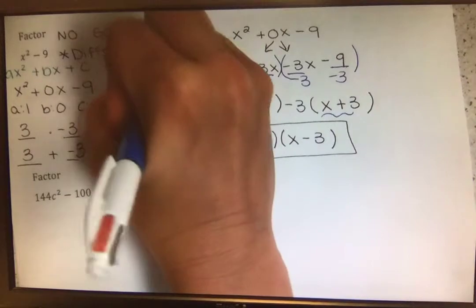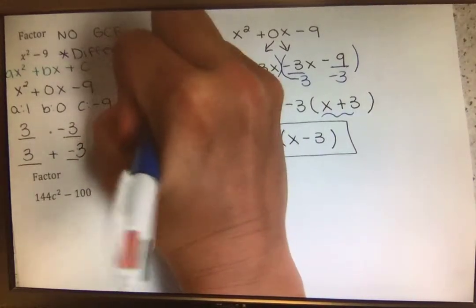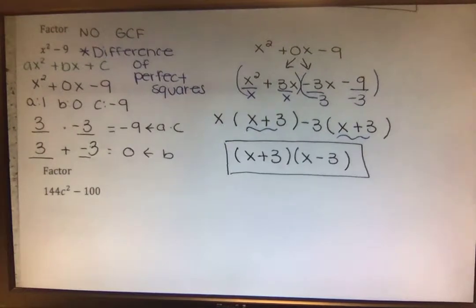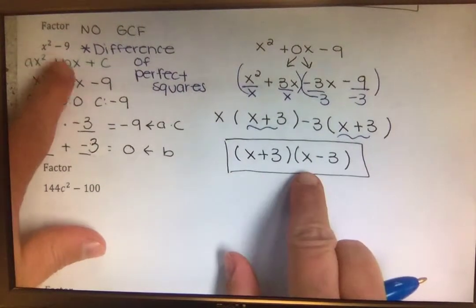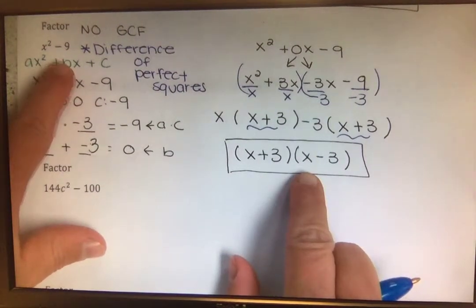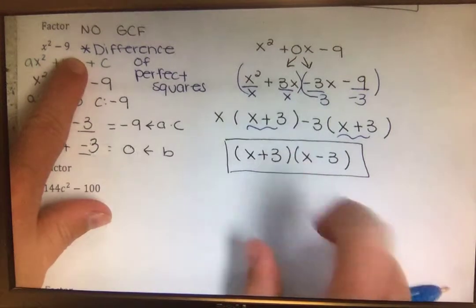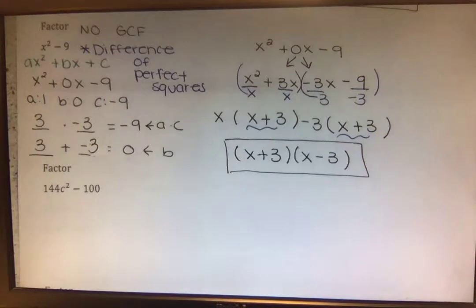of perfect squares. So there's a little shortcut for these. Remember, we know x squared is x times x. There's a difference. We have a subtraction sign, so we know they're going to have different signs. And 9 is 3 times 3. So let's use that little shortcut we just found to do our next example.